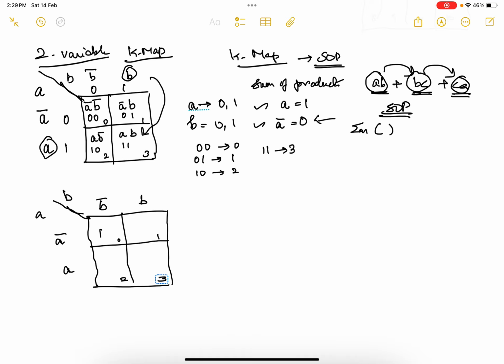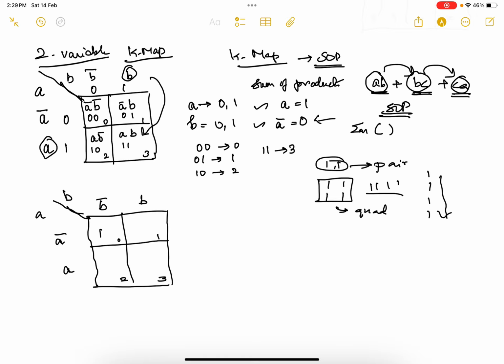So there are 3 main things. One is the formation of a pair, that is, if there are 2 ones either in the horizontal manner or in the vertical manner, we can combine both the ones, and this is called a pair. The next thing is, if there are 4 ones located like this, either in the horizontal fashion or in the vertical fashion, or in this combination, they are nothing but your quad. So this is called a quad combination. And the next possibility is the oct combination, that is, you will get a structure like this.